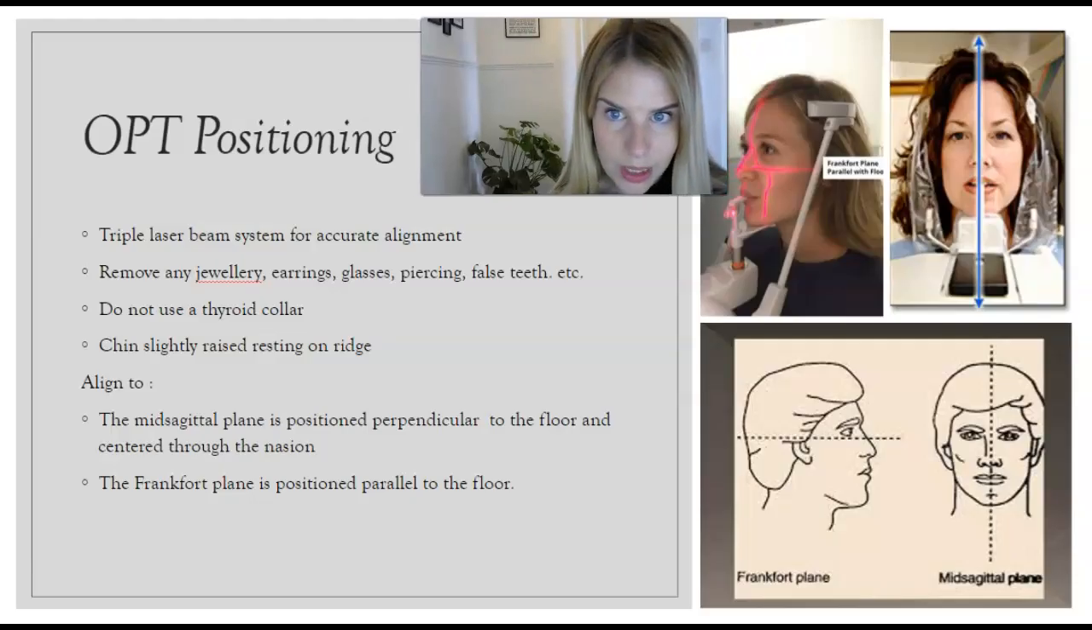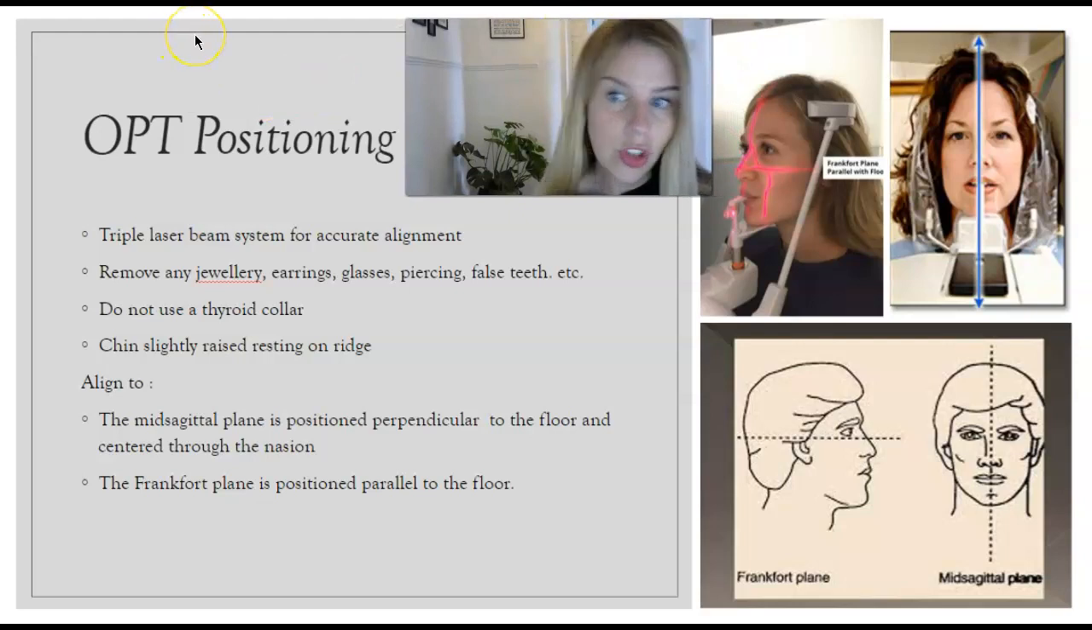Okay, so in terms of positioning, you usually will have a triple laser beam on your machine, but it does depend on what machine you're using. You have to make sure that the patient doesn't have any jewellery, so make sure you take off necklaces, earrings, glasses, any piercings that are going to cause an artefact, any false teeth, all have to come out. Usually you wouldn't use a thyroid collar, but that might differ depending on where you work, so I would just double check that with your site.